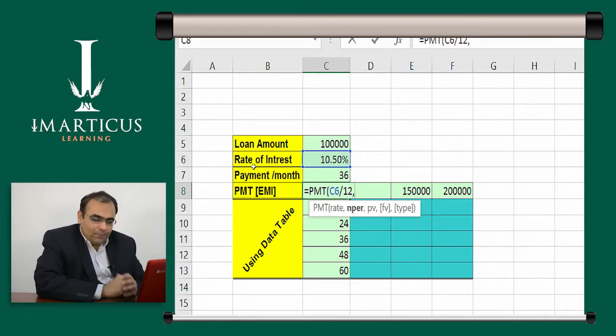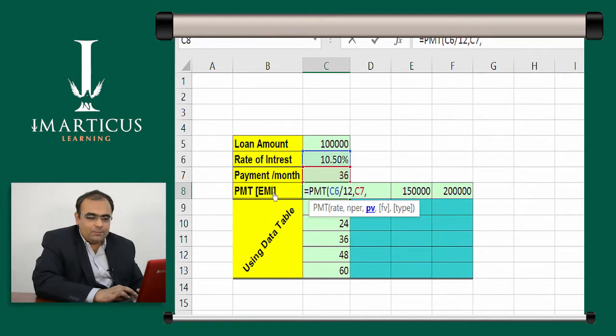Okay, I will put the comma. It says Nper. Nper stands for the number of transactions that I will perform to pay off this loan. So it's a loan of 36 months, so yep, 36 is what I will select. Comma, it says PV. The PV stands for present value, or the loan amount, which in this case is the 1 lakh or the 100,000.